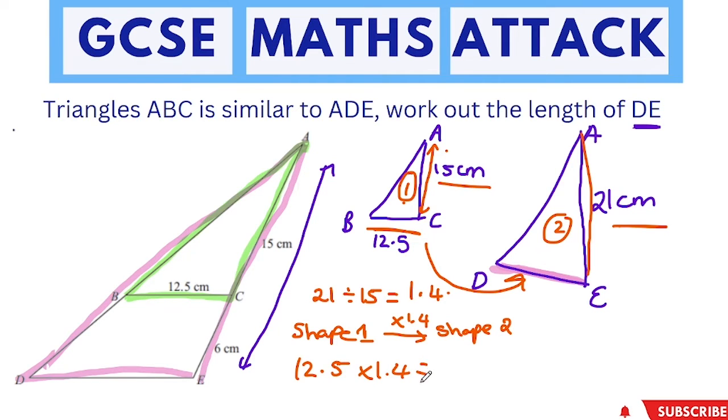And if I do 12.5 times 1.4, I'll get 17.5 centimeters. Okay, so remember these are centimeters, and that is going to be 17.5 centimeters, which makes sense because the shape is getting bigger.